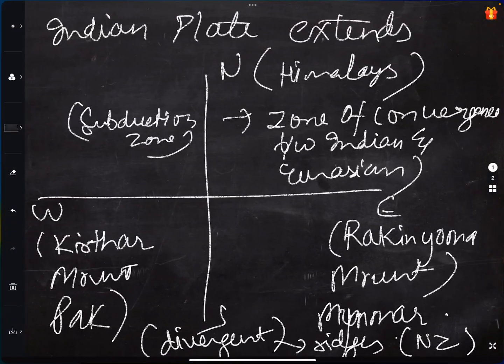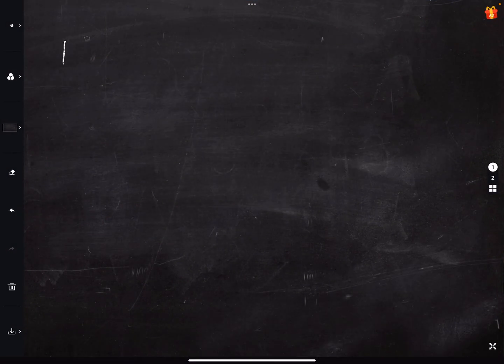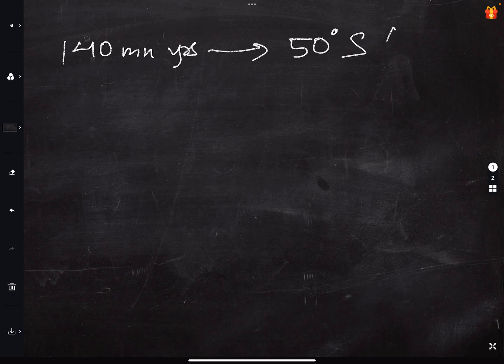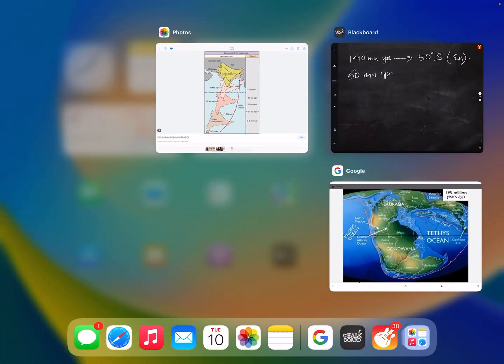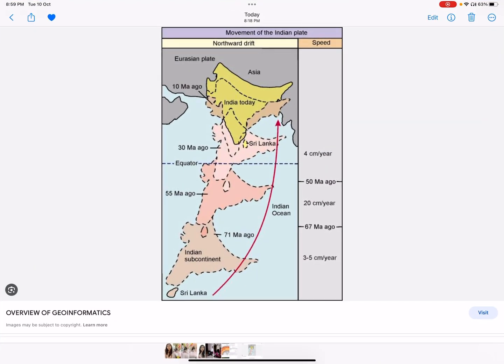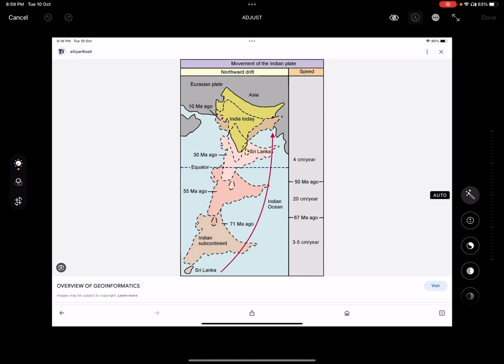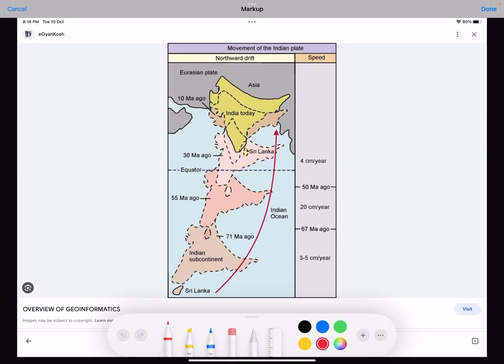Some 140 million years back, the position of India was 50 degrees south of the equator. So our subcontinent was in the southern hemisphere. Then some 60 million years ago, India was on its journey of moving towards the north, as we can see by this red arrow.